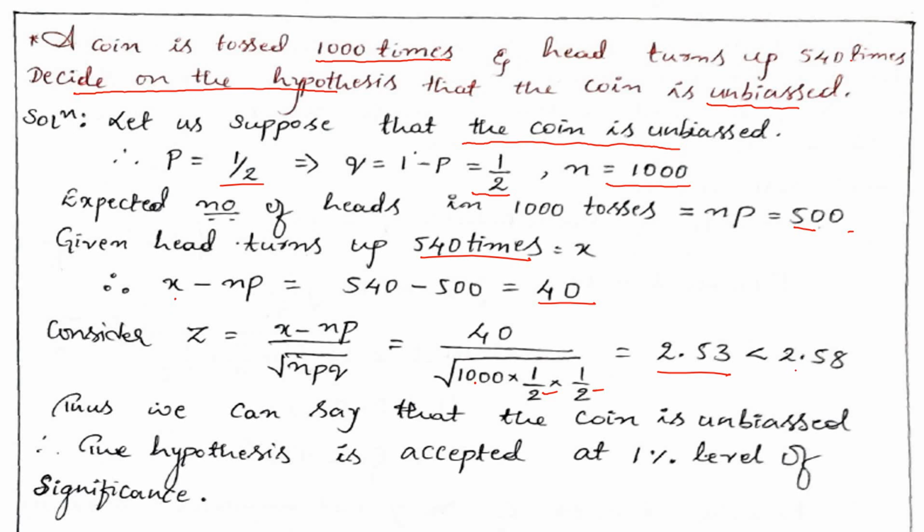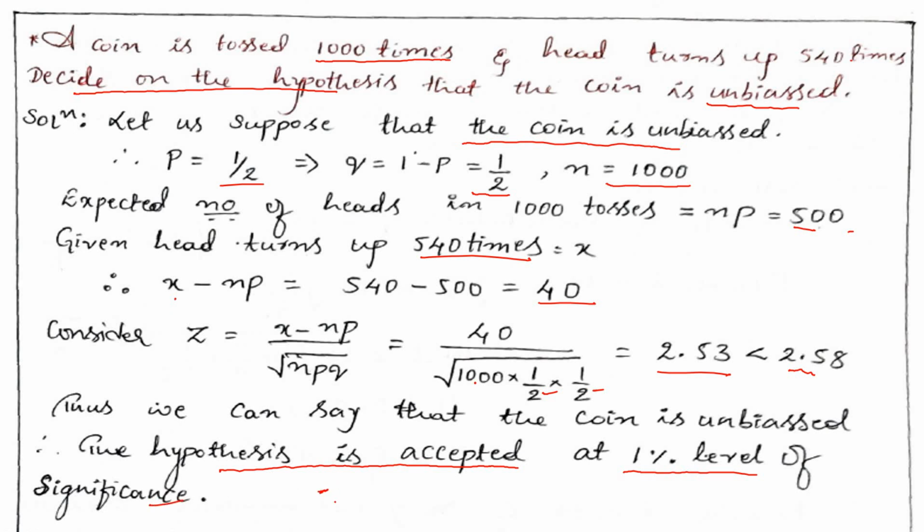You should know the level of significance: 2.58 is given for the 1% level. Thus we can conclude that the coin is, as we considered, unbiased. Therefore, the coin is unbiased and the hypothesis is accepted at the 1% level of significance.